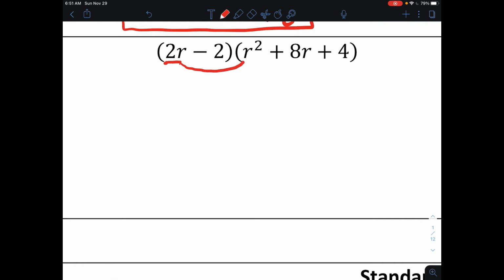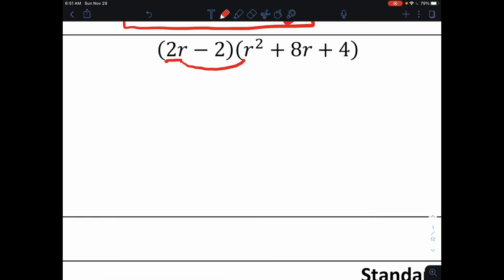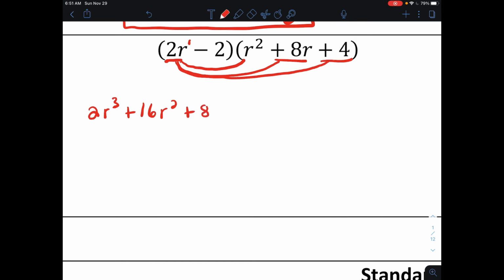So 2r times r squared is going to give me, well, that's technically an r to the 1. So r to the 1 times r to the second power makes r to the third. So I have 2r to the third. And then 2r times 8r is positive 16r squared. And then 2r times 4 is positive 8r. So I distributed the 2r.